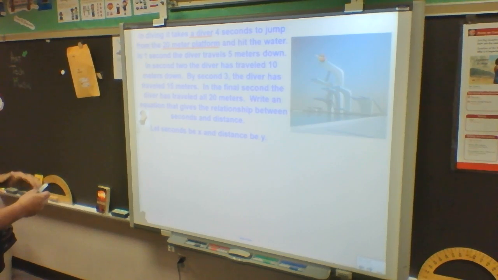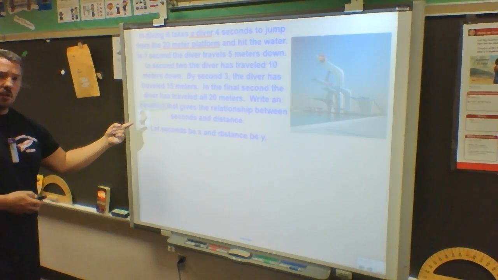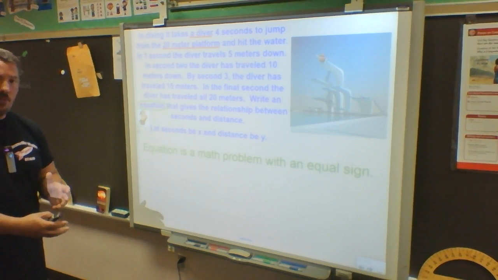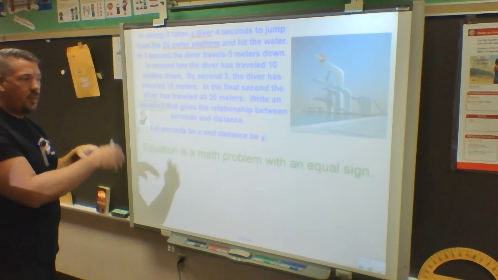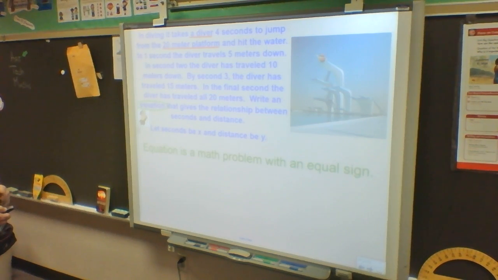Then we have to look at what it's asking us to do. It's asking us to write an equation. And what's an equation? Well, an equation, once again, is just a math problem that has an equal sign. So I have a value over here that is equal to an answer. All right, we can do that. We know how to do that.